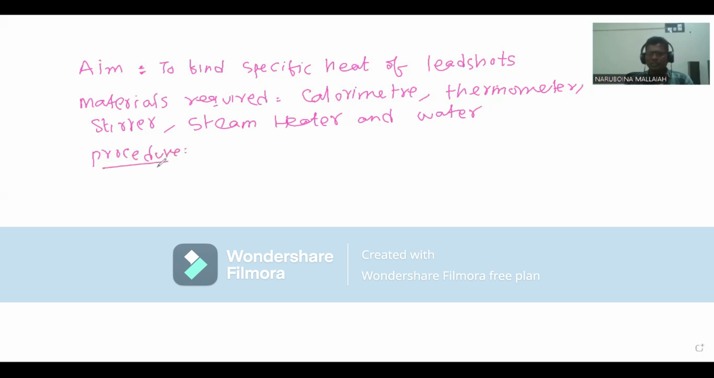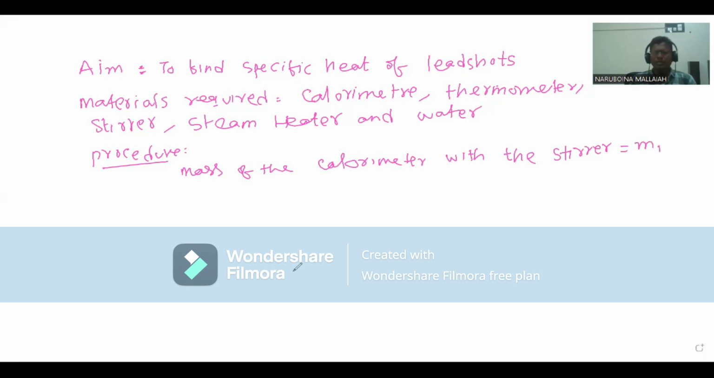First we have to measure the mass of the calorimeter with the stirrer. So I am writing here, mass of the calorimeter with the stirrer. Say this is M1.